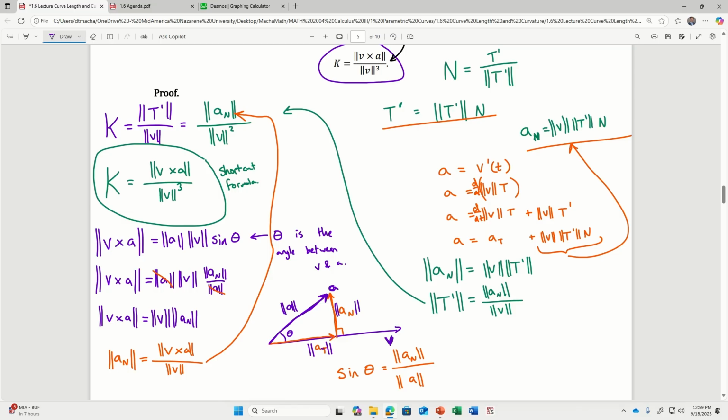Because if I don't put the little norm around the symbol A, then I'm talking about a vector. But if I put the norm around it, I'm talking about the length or the magnitude of the vector. And so yeah, the hypotenuse would be the length of the vector A. That's a good question. Are there other questions? Okay.